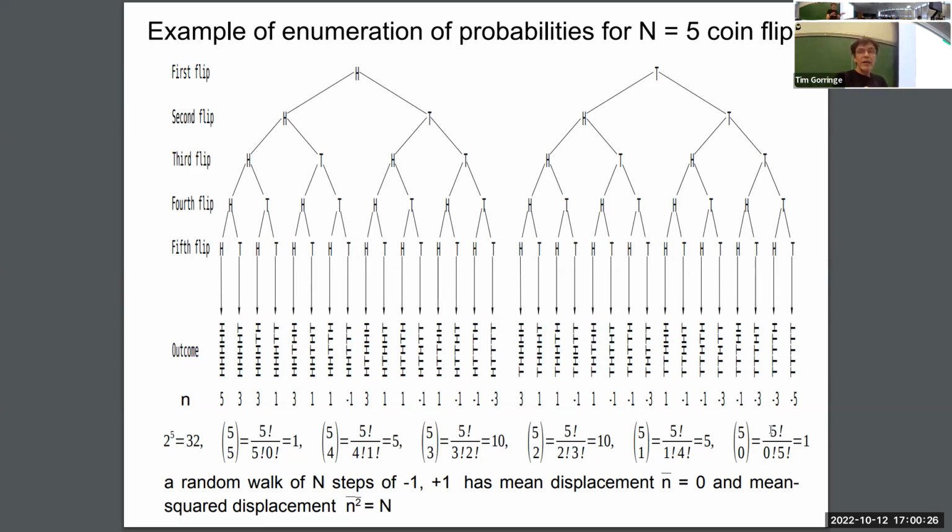The average square displacement, which is this guy here, is just the number of coin flips. So that comes out of that arithmetic of the binomial expansion and the binomial coefficients. But we'll be able to explore these things numerically with the Monte Carlo method and with random number generation.